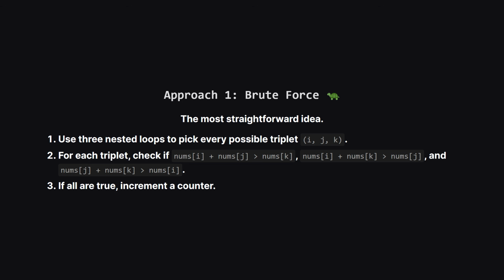The first approach that usually comes to mind is brute force. Let's just try everything. We can set up 3 nested loops. The first loop picks our first number, the second loop picks the second, and the third loop picks the third. For every single triplet we generate, we check if it satisfies all 3 conditions of the triangle inequality. If it does, we add 1 to our count.